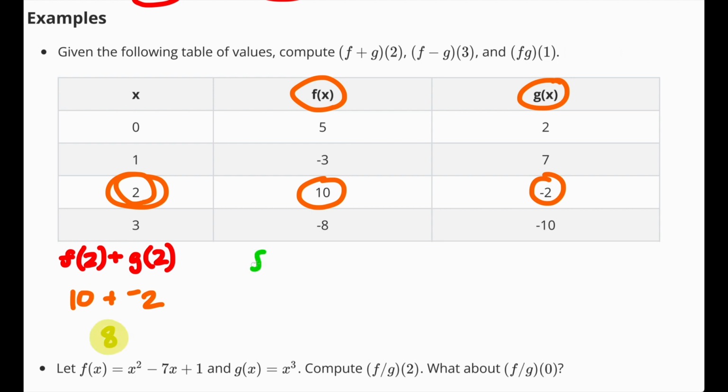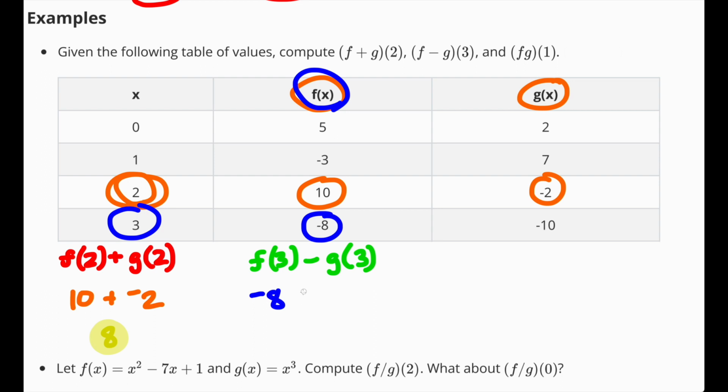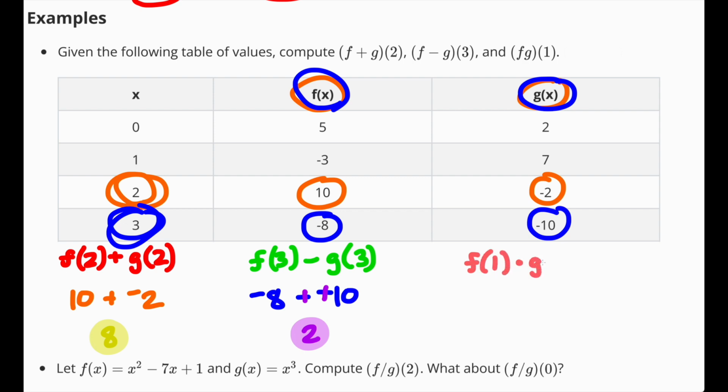The next one we're going to do is f of 3 minus g of 3. F of 3, here's f, here's 3, where it meets is negative 8, so it's going to be negative 8, minus g of 3, here's g, here's 3 again, it's going to be equal to negative 10. Simplify this out a little bit, the minus minus to a plus plus, and you end up with 2 as your answer. All right, the last one, it says f of 1 times g of 1.